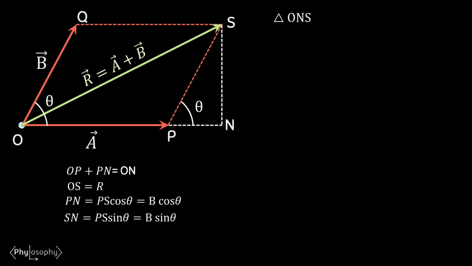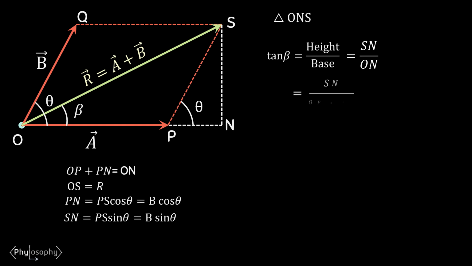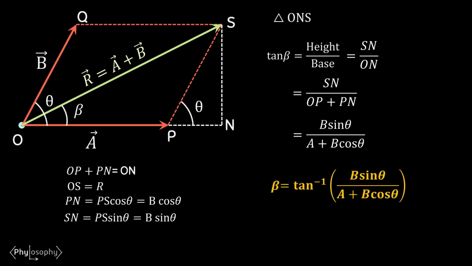Now let's determine the direction of the resultant vector R. As we defined earlier, the angle between the resultant vector R and the vector A is beta. So tan of this angle beta will be height over base, which is equal to SN over ON. Again ON is equal to OP plus PN, therefore we can write tan beta is equal to SN over (OP plus PN), which is equal to B sin theta over (A plus B cos theta). Therefore beta will be equal to tan inverse of B sin theta over (A plus B cos theta).